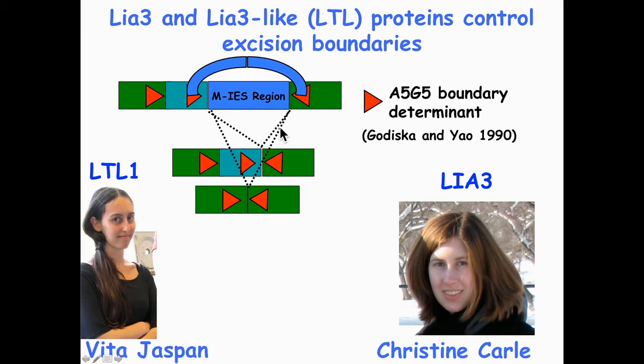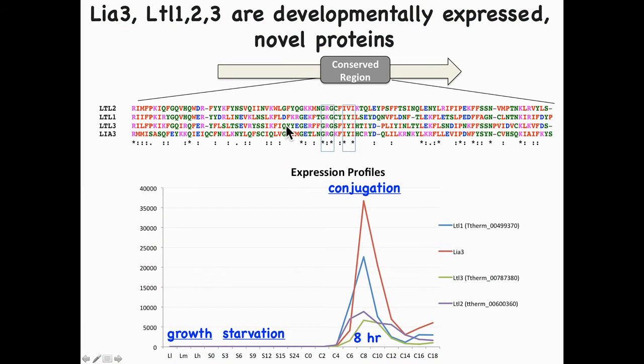And that brings us to the work that I really want to talk about today. The groundbreaking work was done by a graduate student in my lab, Christine Carr, as she was studying and identified the Lia3 protein. I'll tell you mostly about some new work from a very talented undergraduate in my lab, Vita Jaspin, who studied a homolog of that protein called Lia3. These two students really made all the work that I'm going to tell you about possible. And what I'm going to tell you is that there are proteins we've identified that interact with these sequences that are controlling the accuracy of elimination.